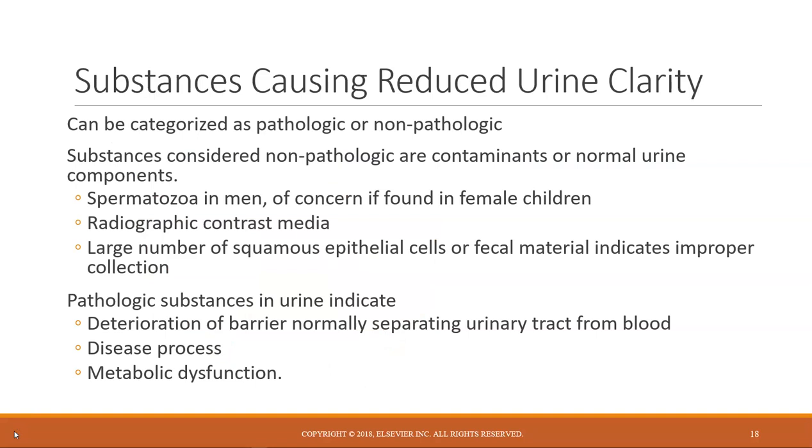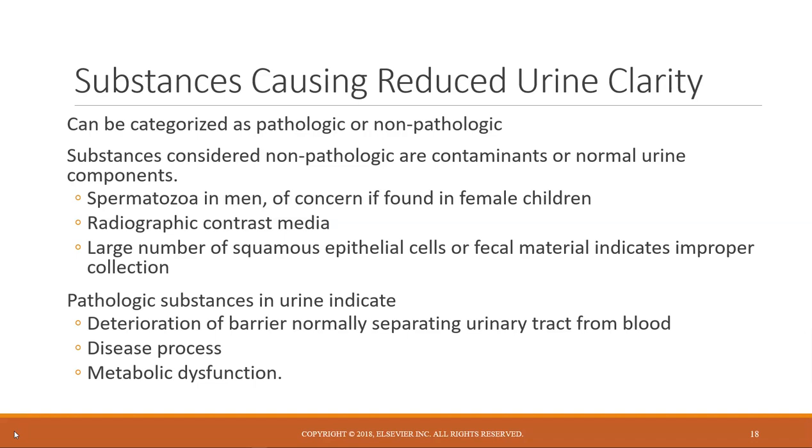There are a variety of substances that can cause reduced urine clarity, and these can be categorized as pathologic or non-pathologic. If a substance is considered non-pathologic, these are usually either contaminants or normal urine components. For example, it is not unusual to find spermatozoa in the urine of a man. But if you find this in the urine of a female child, this is cause for concern, and this is a totally different subject that will be addressed later.